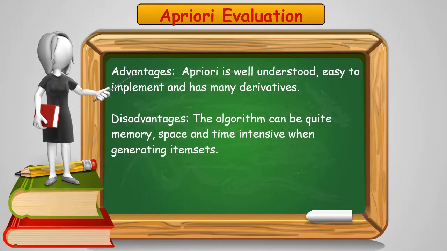The a priori technique offers some advantages. It's well understood, it's easy to implement, and it has many derivatives. The disadvantage is the algorithm can be quite memory, space, and time intensive when generating item sets. So it is obviously really important that we talk about that concept of how many products we are talking about.